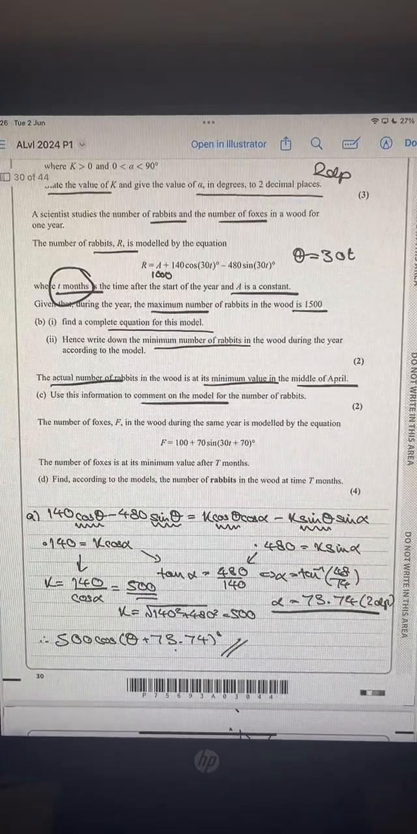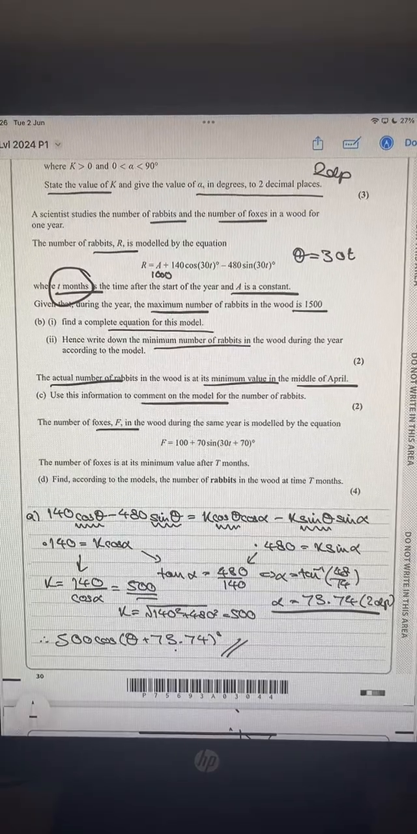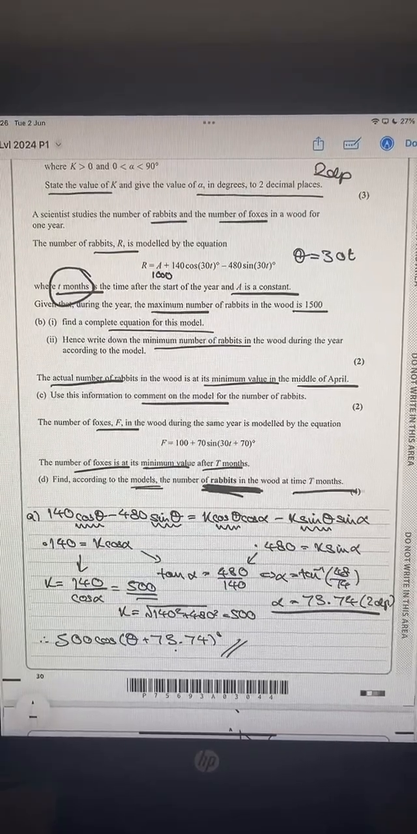Okay, cool. We're still not done with this question yet, but in my opinion, the last part of the question is pretty nice. It's short, but worth 4 marks. The number of foxes in the wood during the same year is modeled by this equation, where you've got a sine thing going on there. The number of foxes is at its minimum value after T months. Find, according to the models, the number of rabbits in the wood at time T months.